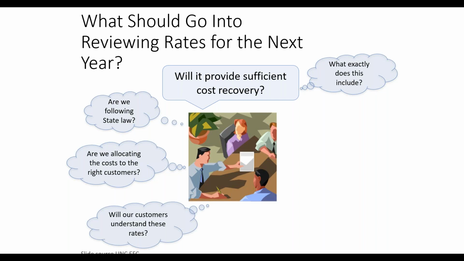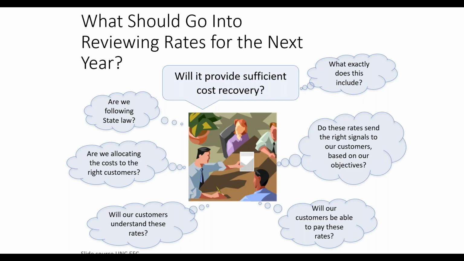Will our customers understand these rates? We want the rates to achieve a lot of things, but at the same time, we don't want them to be too complicated, because ideally the customers should be able to understand the rates. Beyond just understanding the rates, will our customers be able to pay these rates? How do the rates and the bills that would come out of these rates relate to the ability to pay or the income of the particular community that's being served? Also, do these rates send the right signals to our customers based on our objectives? And those terms, objectives and signals, are going to mean a little bit more to you as we go through the webinar.